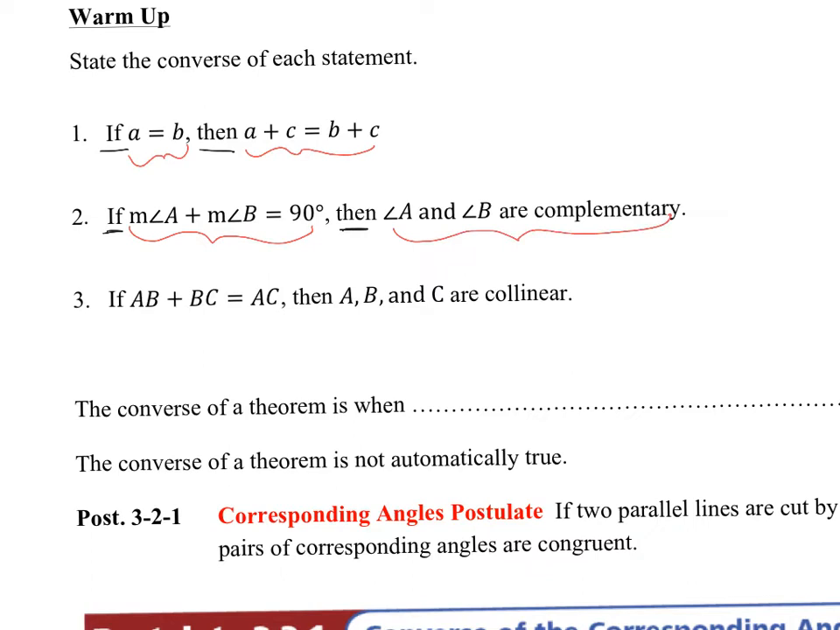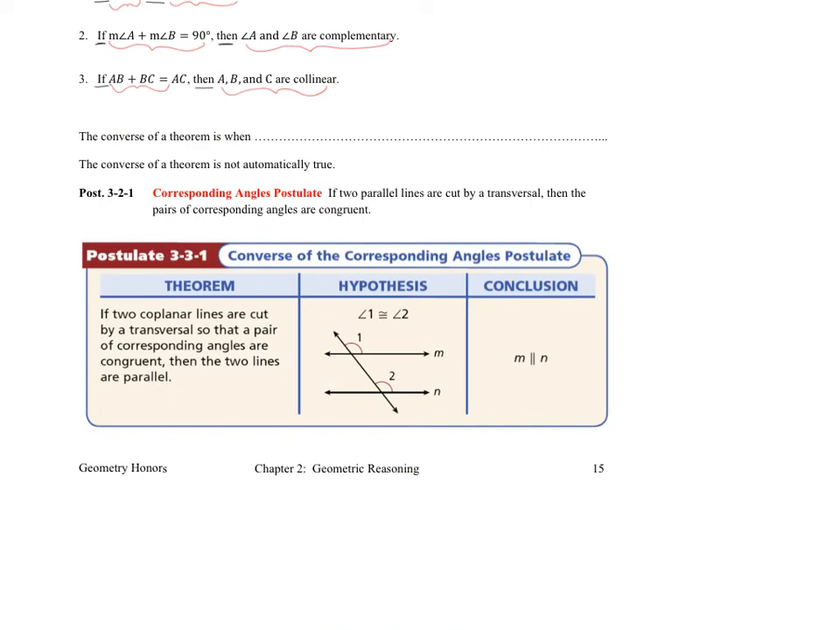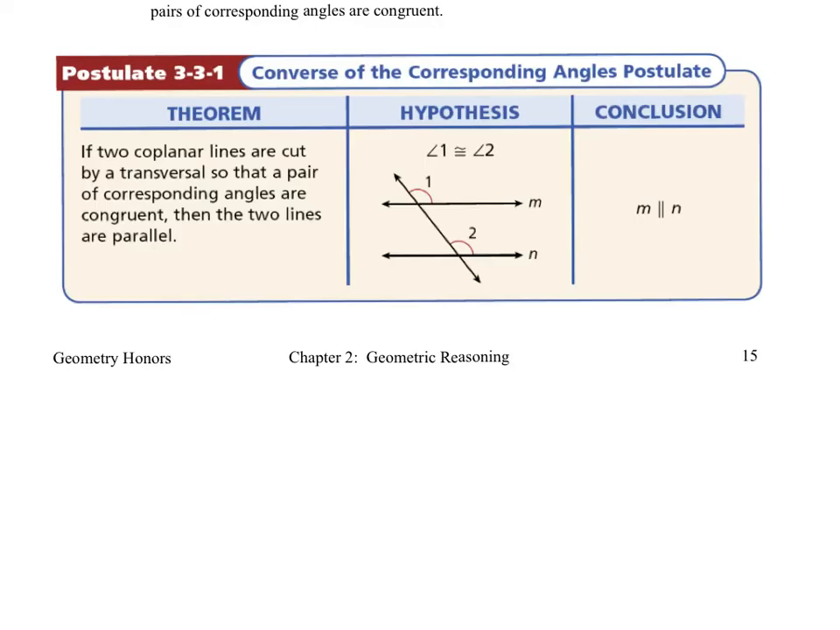So if angle A and angle B are complementary, then the measure of angle A and the measure of angle B equals 90 degrees. And in number 3, if A, B, and C are collinear, then AB plus BC equals AC. So the converse of a theorem is when you switch around the if and then. That will help us with our new converse theorems, converse postulates as well, that we'll be learning in this section.